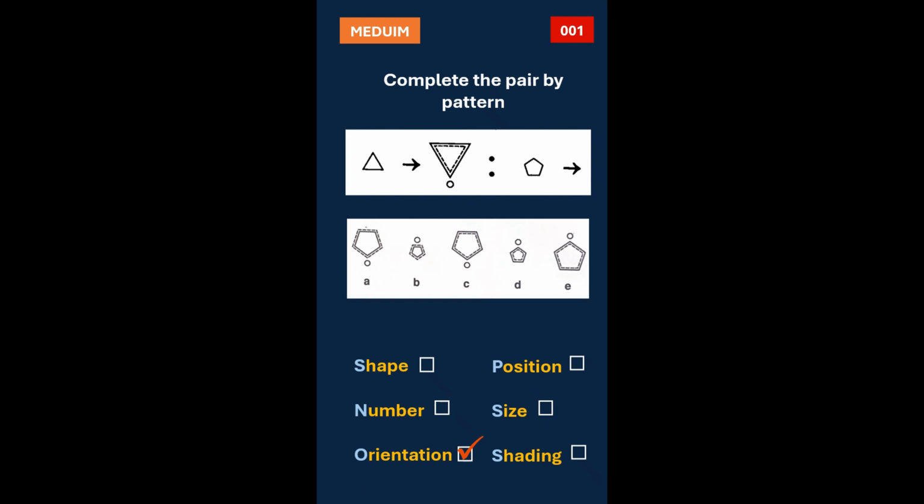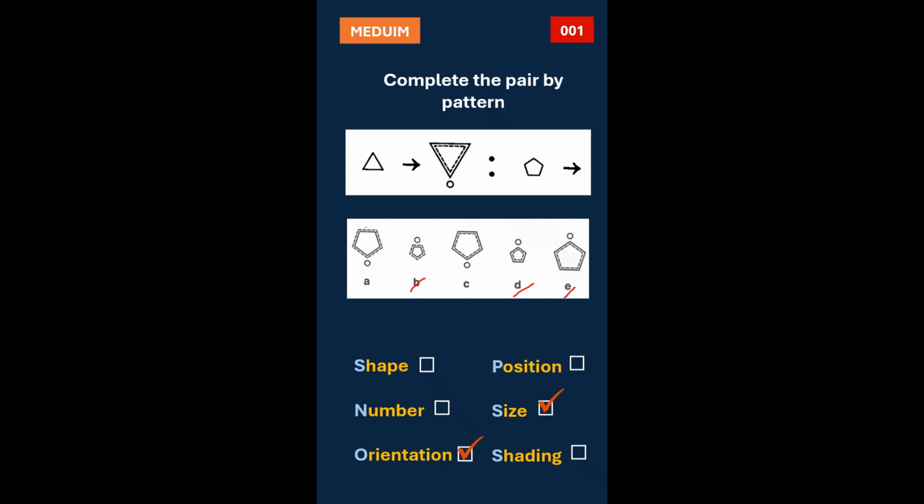So can it be A? Yes, it can. Can it be B? Yep. Can it be C? Yep. But it can't be D and it can't be E because the bottom isn't facing the top. It hasn't been flipped. The pointy bit is still facing the top. Now let's have a look at our triangle once again. We can see that the triangle has gone from small to big, so the size is changing. So we need to enlarge our pentagon, and immediately we can cross out B because it hasn't changed in size.